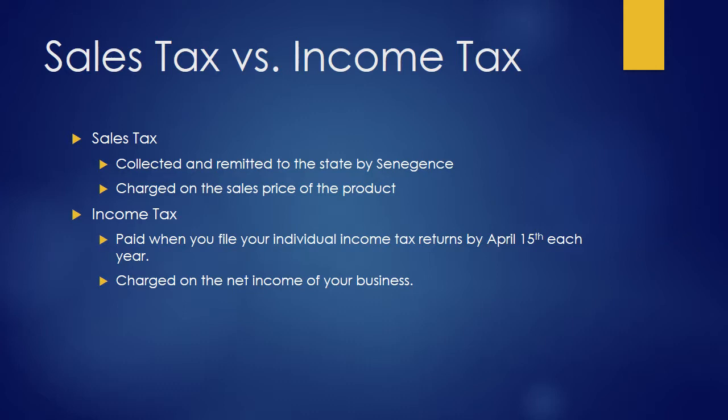So income tax is charged on the net income of your business, versus sales tax, which is charged every time you sell or every time you're buying from Senegence. They're going to take the sales tax. If you've decided to collect sales tax, you're going to charge it every time you sell. Hopefully I didn't confuse people there, but there's a difference. You have two different types of tax, and they're both going to be applied to you in a different way. I just wanted to get everybody on the same page. It's two different things.